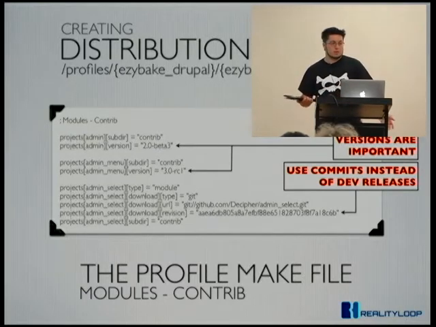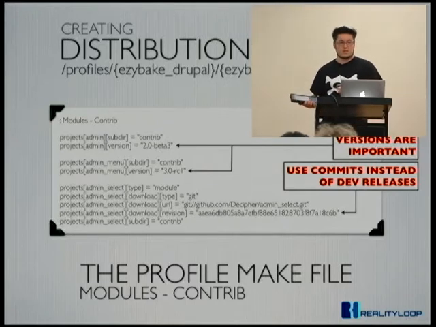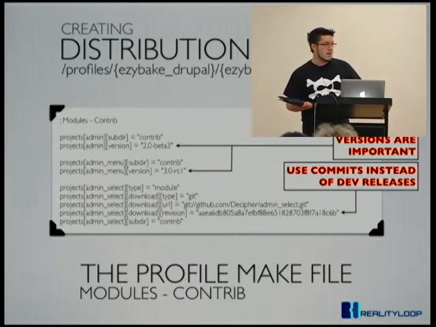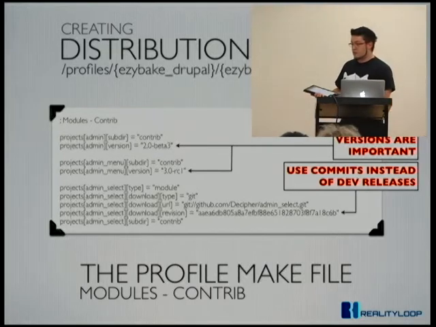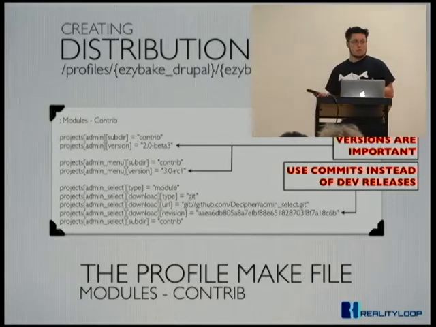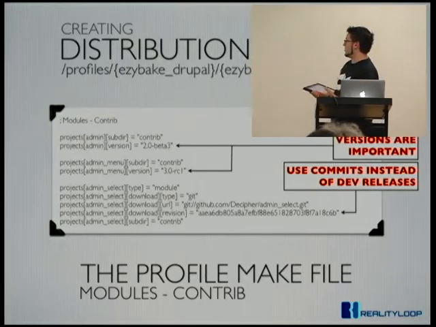Or if you have another module that has recently in development added Features exportability, but it hasn't been committed yet to a stable release, but there is a patch, then you can apply that patch. And it's another reason why versions are important, because a patch is specific to a version of that module. So you definitely want to make sure that versions are there, and if you need to, put patches in.